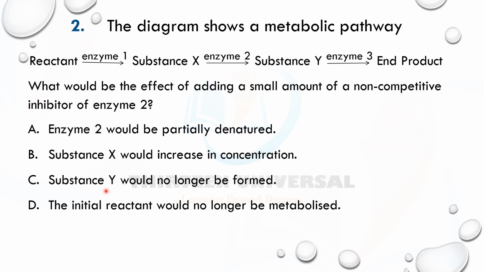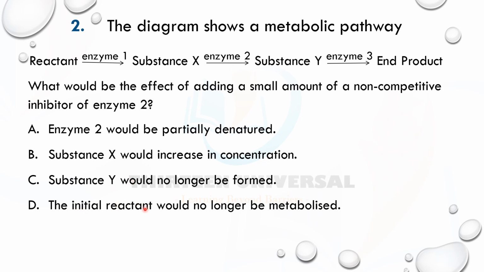All right, but check out C. Substance Y would no longer be formed. Who said that? Substance Y will still be formed. Why? Because some substance X will be converted to substance Y. Not all substance X will be converted, and not all enzyme 2 will be inhibited. Just some of them. And of course, C cannot be the answer.